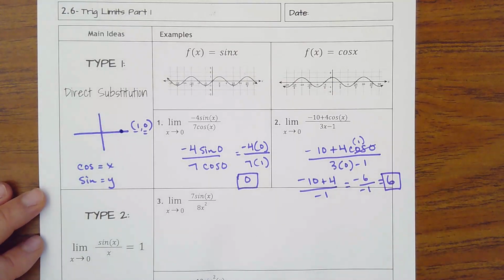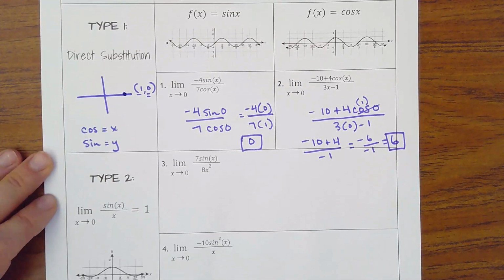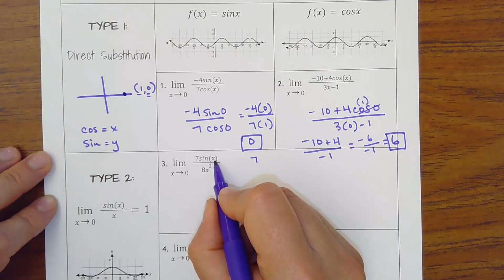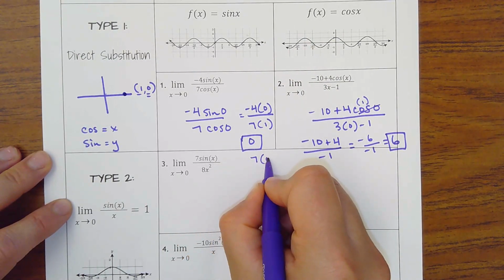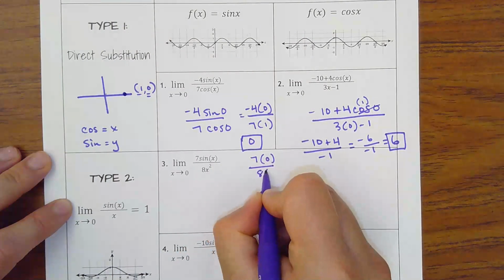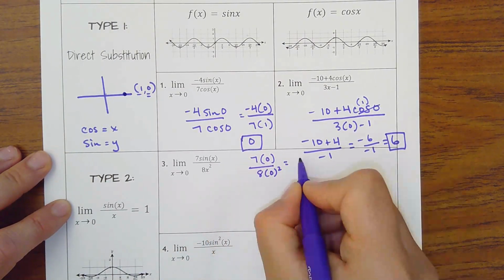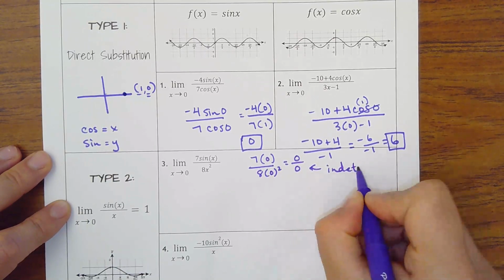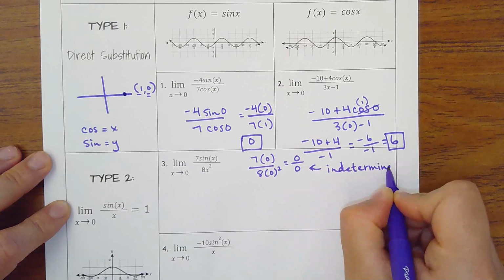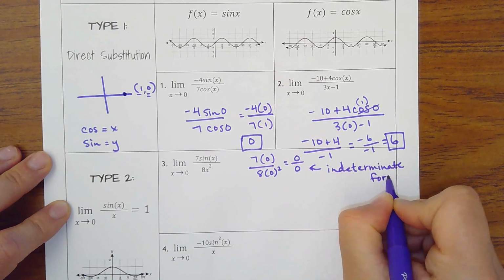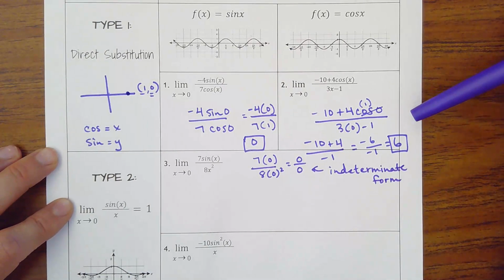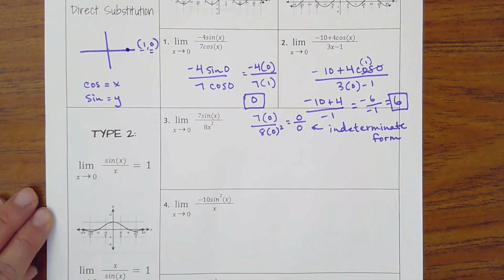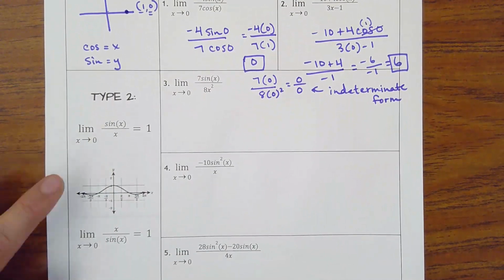Done. But if we look at number 3 and we were to try that, we would do 7 times sine of 0, which is 0, over 8 times 0 squared, which is also 0. This is indeterminate form. That means it doesn't work. We don't know if it exists or not until we do some work to it. And the work that we need to do to it is to use this identity.